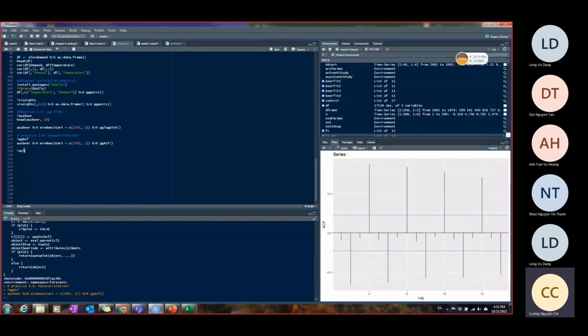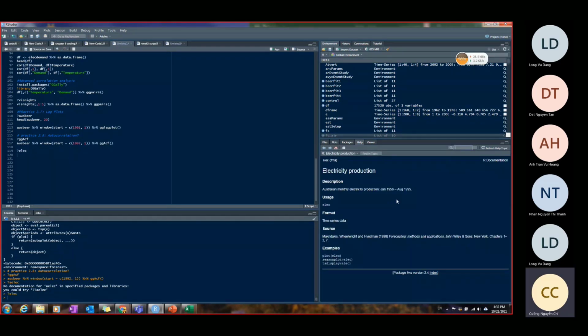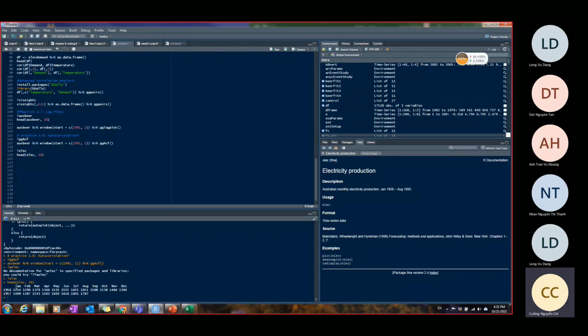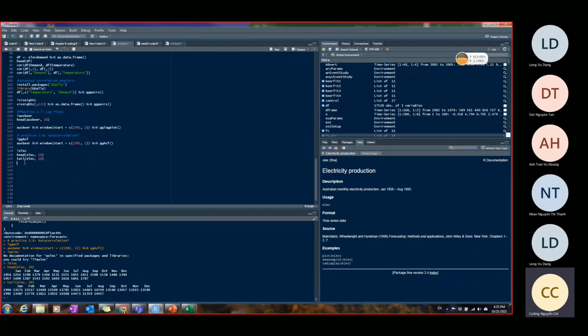So I want to use the AUS elect data. It should be available. Yes, electric production of Australia monthly from 1956 to 1995. And I want to see the head of the data, so elect with the first 21. This is what people will see: the January data, February, and all the data start from 1956. If you want to see the tail, elect with the last 20. That's the data up to 1995, as discussed.